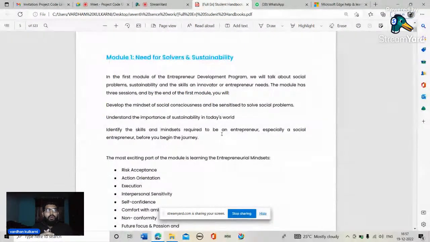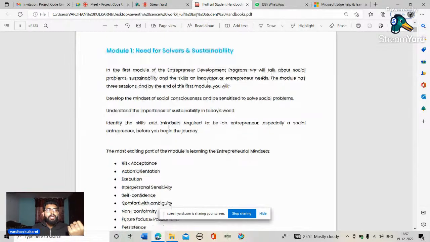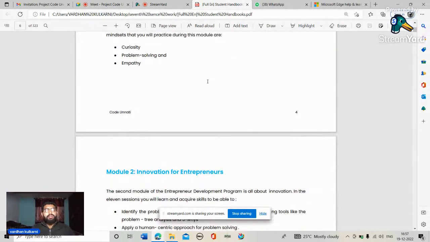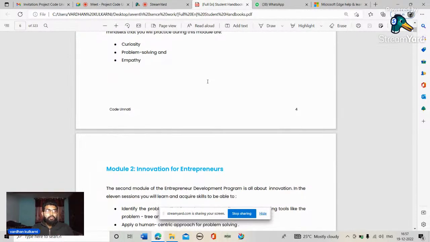So in module one, we'll look into the need for sustainability solvers and sustainability. Here, what we see is risk acceptance, action orientation, execution, interpersonal sensitivity, self confidence, comfort with ambiguity, non-conformity, future focus, passion, and persistence. So basically there are different mindsets, as I said to you before. Mindsets like curiosity, problem solving, empathy. There are certain kinds of mindsets like this.